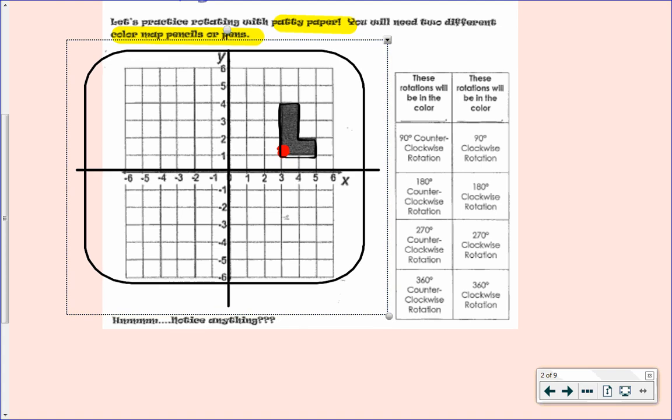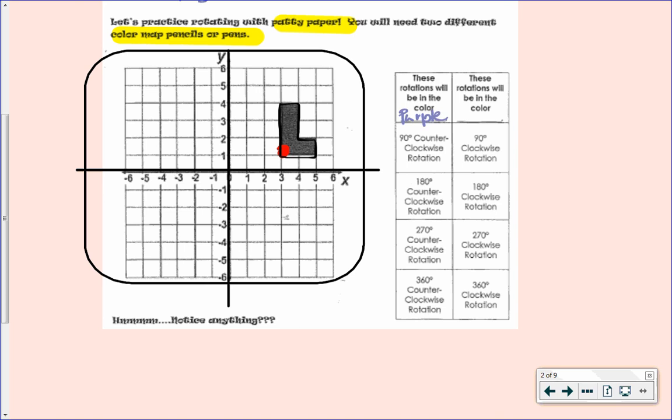All right, so pick a color that you're going to use, and mine is purple. These rotations will be in purple for me. If you chose blue, just grab blue. Our first rotation is a 90 degree counterclockwise rotation. So 90 degrees, right there, that's 90. Counterclockwise means what? Opposite of a clock, so we're going to go this way. 90 degrees is just the next quadrant over. Grab notes and patty paper.